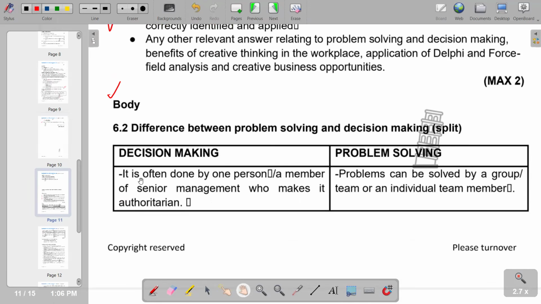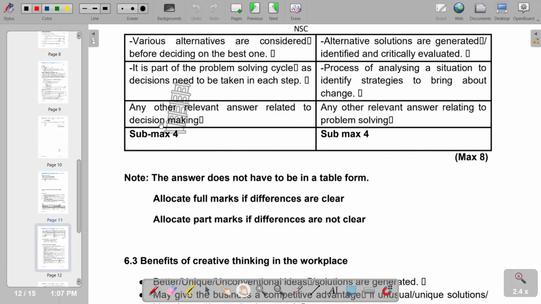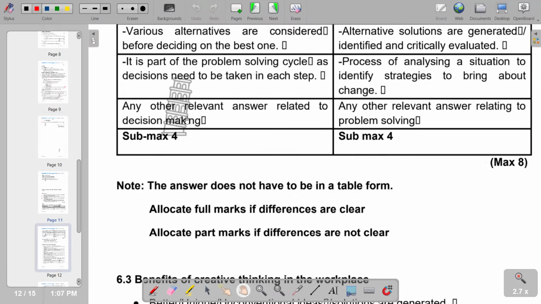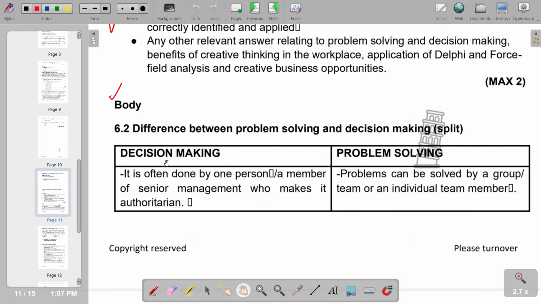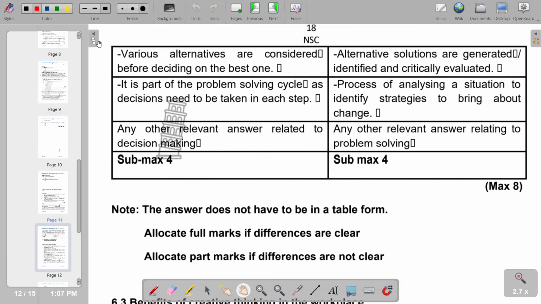The first one is saying under decision making, it is often done by one person or a member of a senior management who makes it authoritarian. And under problem solving, problems can be solved by a group or a team, or an individual team member. So this is the difference, the best difference that we have. On the second difference, we've got other differences that we also have between the two. As we see that on this side, we've got decision making and then problem solving. So this is decision making. And on this side, we've got problem solving.